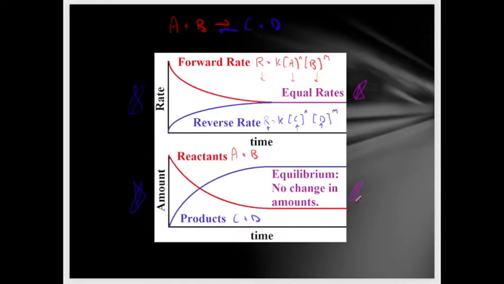So we could study this, and we could, just by looking at these graphs, answer the question, is the forward reaction favored or the reverse reaction favored? Well, we can see here that the forward reaction in this example is favored. So we could say that the forward reaction is favored, or we could say that equilibrium lies to the right.